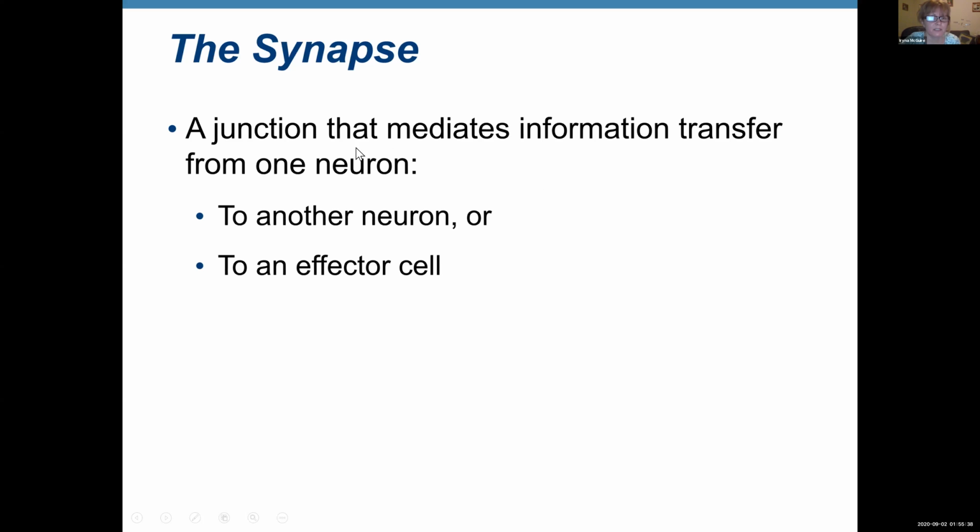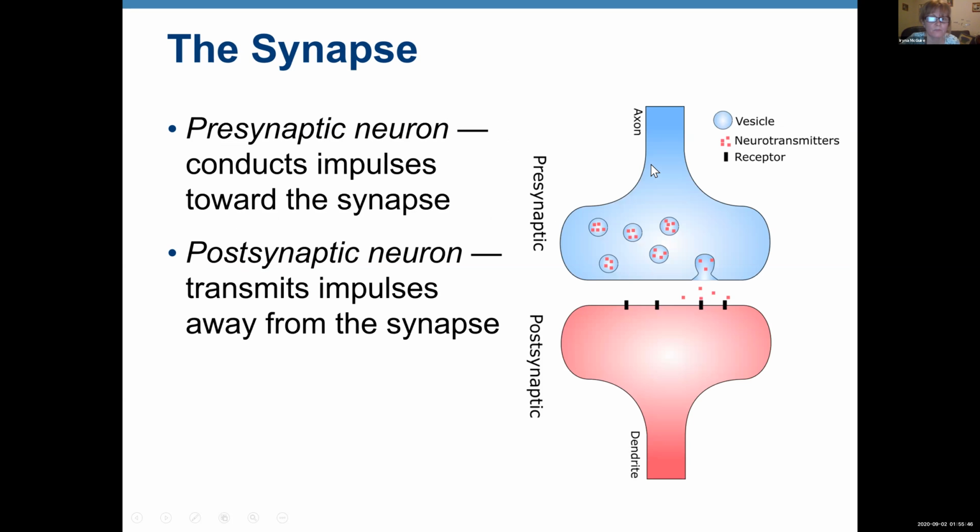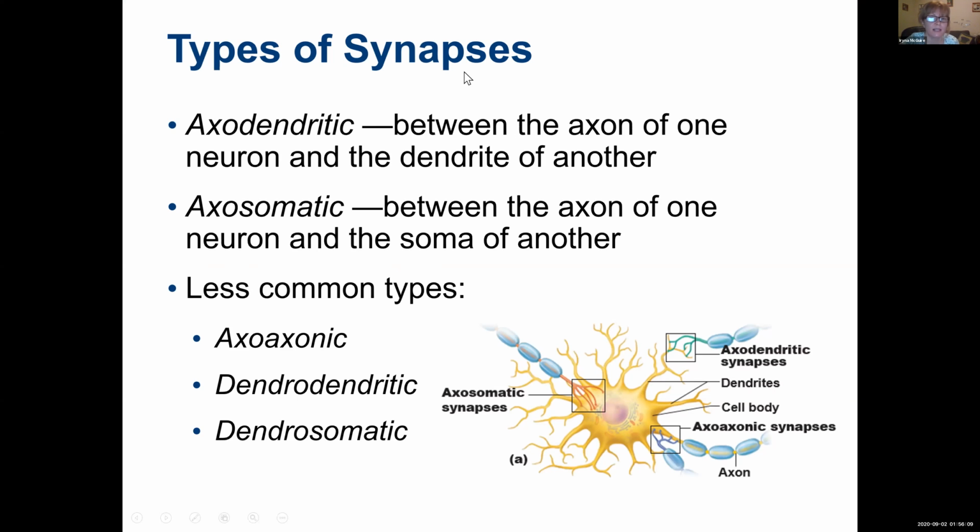Now, what is a synapse? A synapse is a junction that mediates information transfer from one neuron to another neuron or effector cell. Here we see the synapse, a junction between a neuron and effector cells or another neuron. When we have two neurons, the presynaptic neuron conducts impulses toward the synapse, and the postsynaptic neuron transmits impulses away from the synapse. We have several types of synapses: axodendritic and axosomatic, axons with dendrites and axons with soma, are common. Less common are axoaxonic, dendrodendritic, and dendrosomatic. We actually have all types of synapses, but the first two are most common.